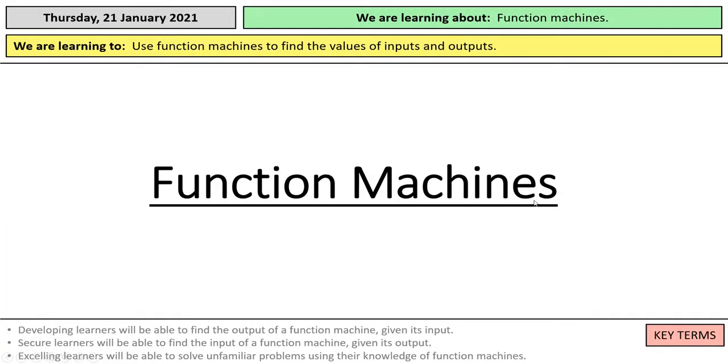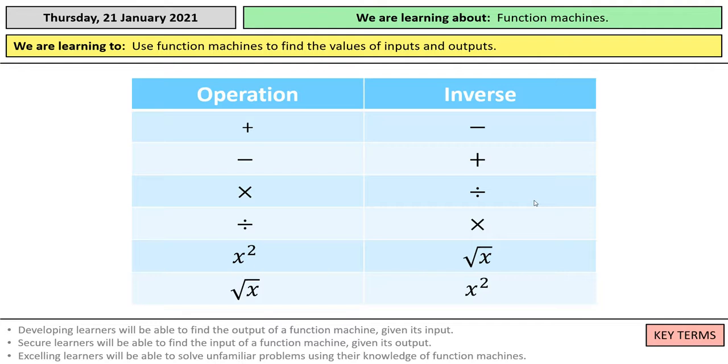Function machines. Function machines is the first step before moving on to solving equations algebraically. But before we go into function machines, we have to first understand the inverse of our mathematical operations. So if you just pause this video and copy out this table, and then we're going to go through it.